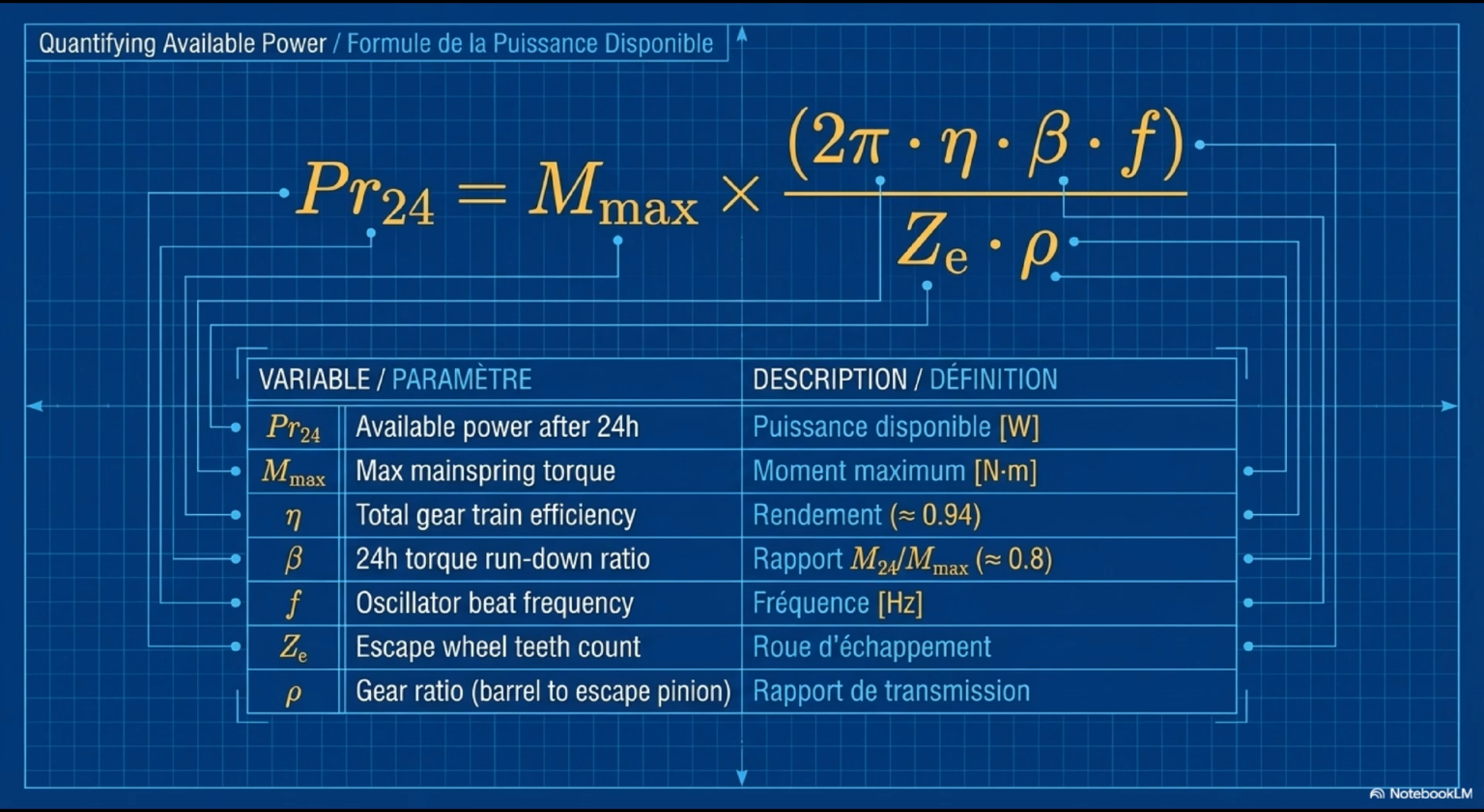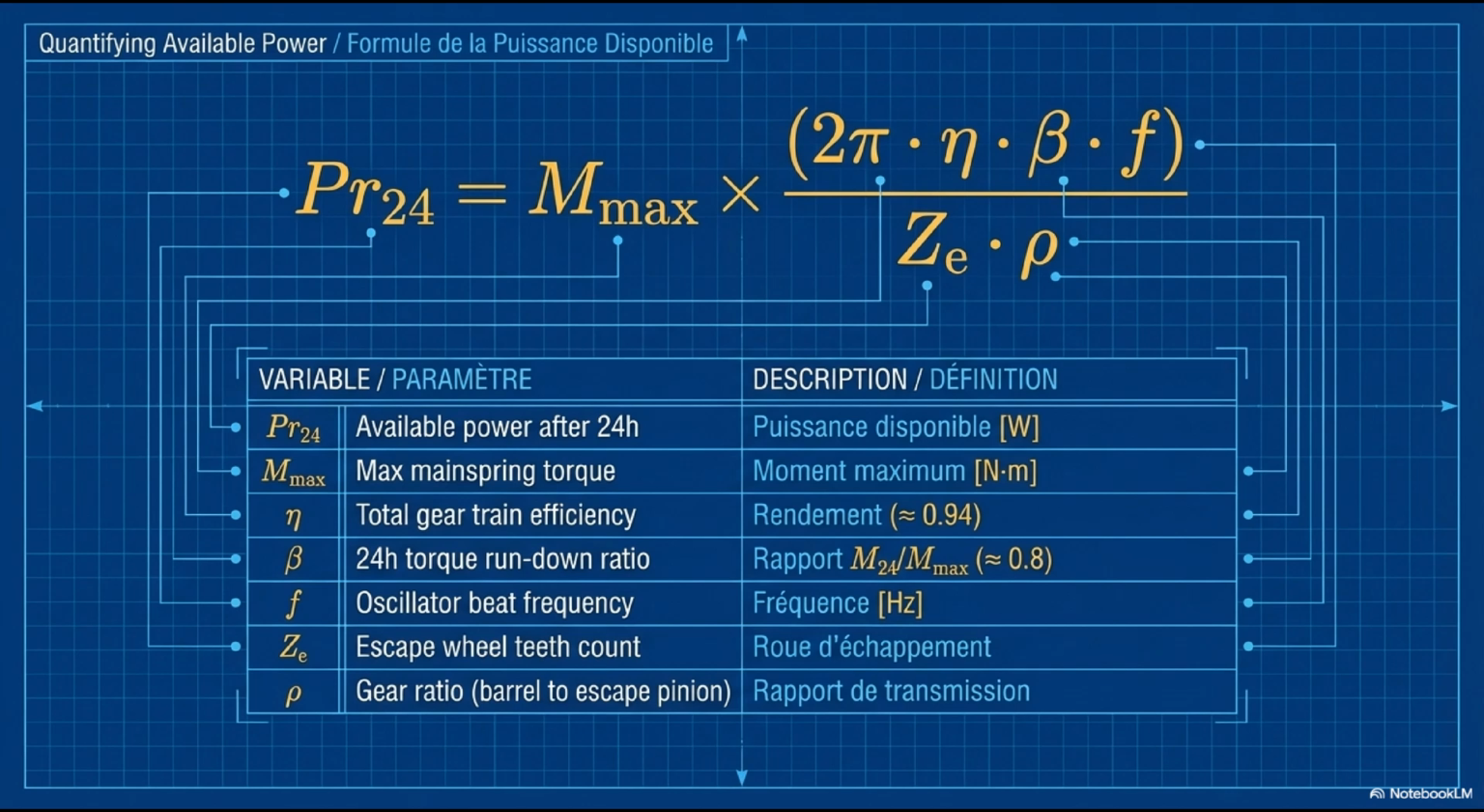Mmax, maximum mainspring torque in Newton meters. The peak torque when fully wound. This is the starting energy density of the system. Eta, total mechanical efficiency of the gear train, approximately 0.94. About 6% of the barrel's power is lost to friction before reaching the escape wheel.